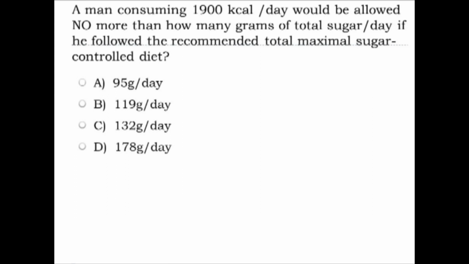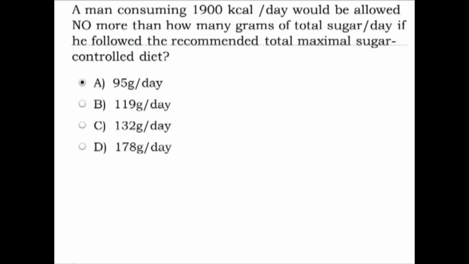Okay, this is the last question. A man consuming 1900 calories a day would be allowed no more than how many grams of total sugar per day if he followed the recommended total maximal sugar controlled diet? Pause here and calculate your answer. The correct answer is A. Let's see how I calculated that answer.